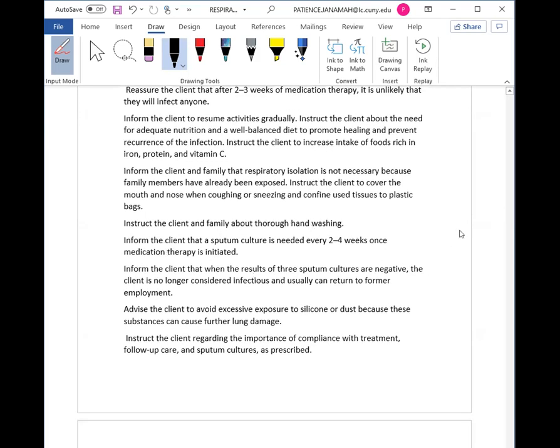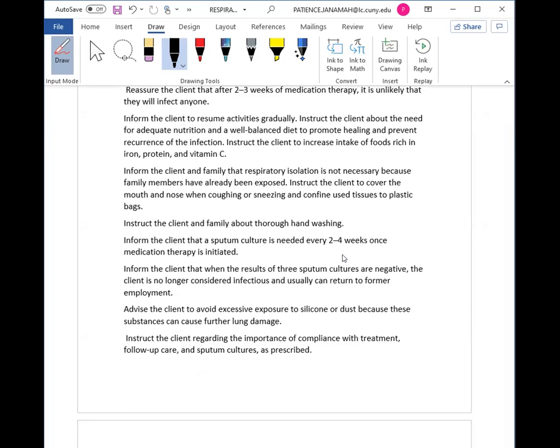So you inform them about hand washing, and you inform them about the sputum culture that is needed every 2 to 4 weeks. NCLEX likes to question this. So how often do you do a sputum culture for a patient that has tuberculosis? It's every 2 to 4 weeks once the medication therapy has started.